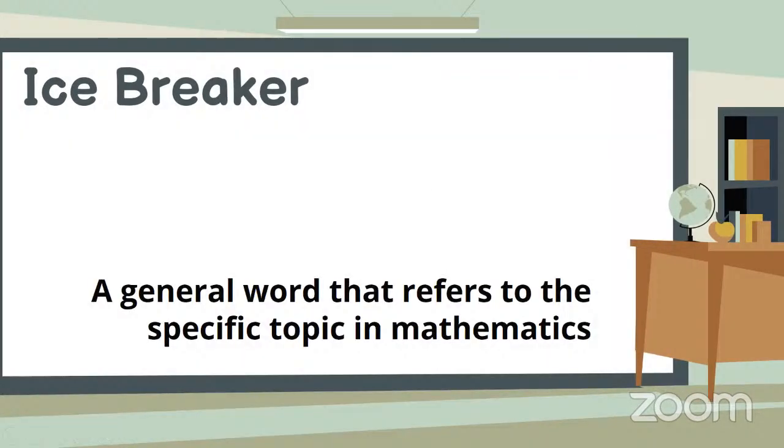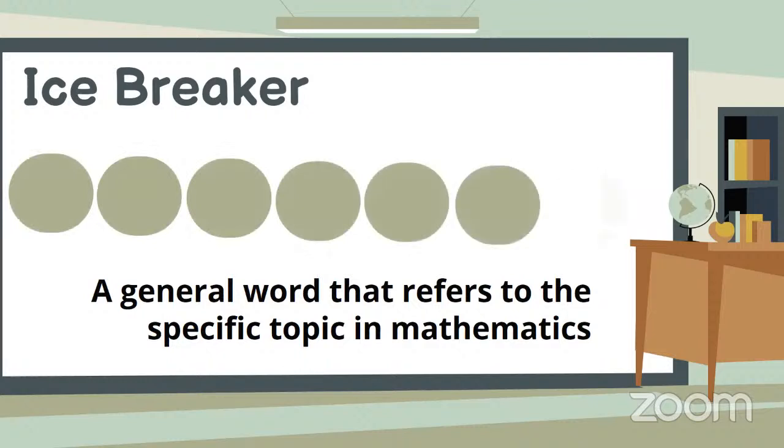So the first word that we want to pull on, it speaks to a general word that refers to the specific topic in mathematics. And this word carries 7 letters. So colleagues, I would love for you to make an attempt. Think about it. It's very close to what we will be focusing on today. It's 7 letters, and it speaks to the math topic that you're doing. So whatever math topic you're doing, there's a general word that we can use to represent math topics.